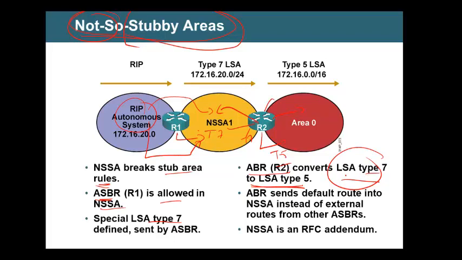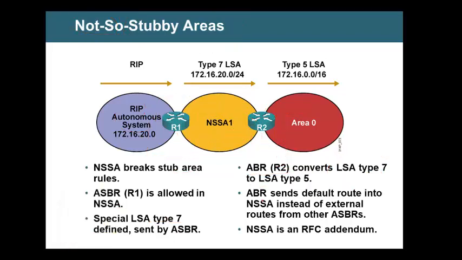ABR sends default route into NSSA. So this ABR will also send a default route in case you have another ASBR. You have one here, another here, assume. For the local ASBR, it is bringing us type 7. But for the other ASBR, which will be coming as type 5, it is denied. Instead, what is it sending? Default route.